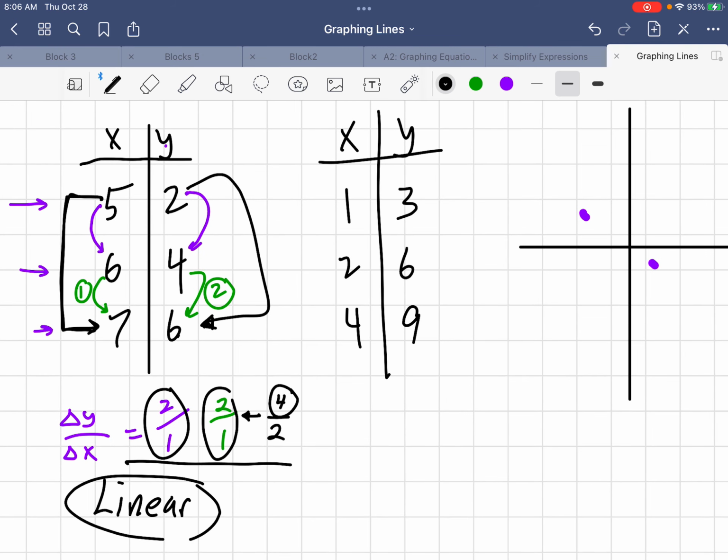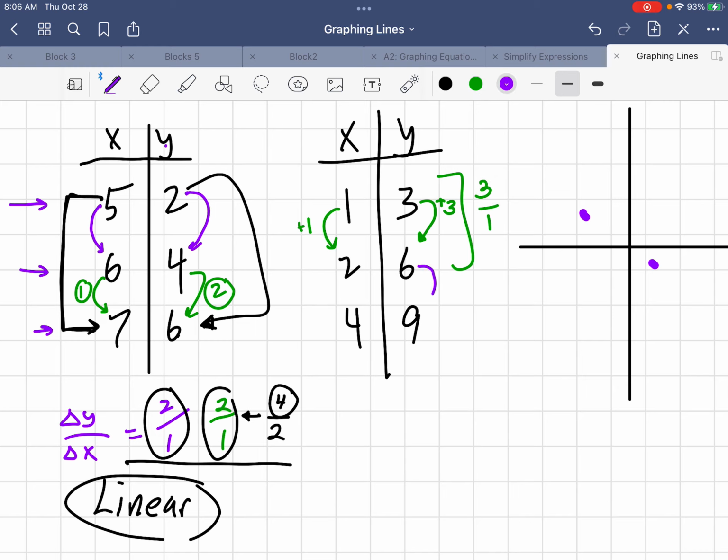Let's look at the second one here, and we're going to see fairly quickly how this falls apart. So if we go from 3 to 6, that's an increase of 3, so plus 3. And that's an increase of plus 1. So the slope between these two is 3 over 1.